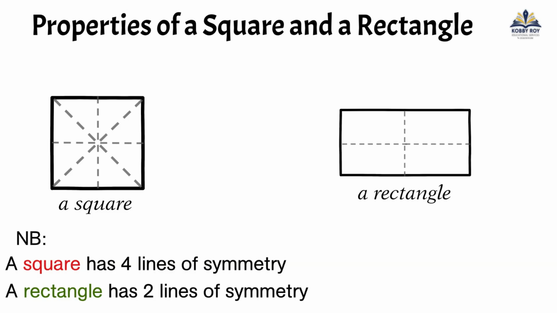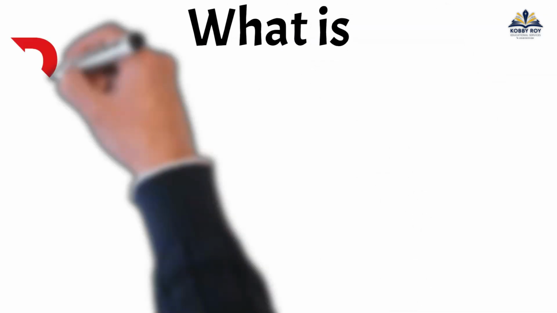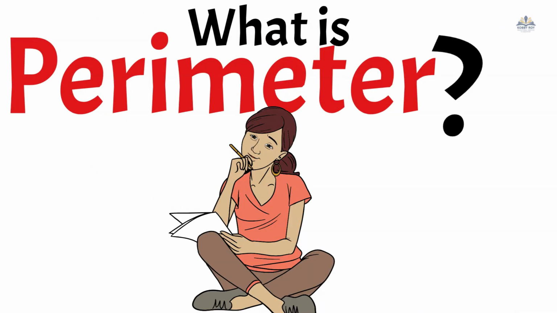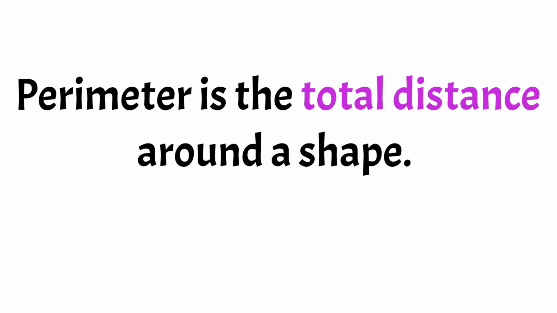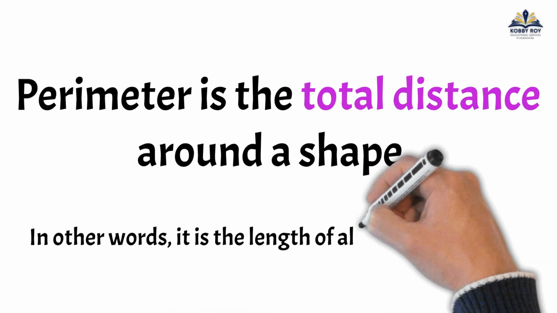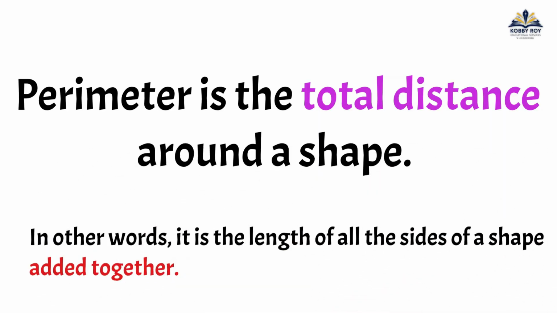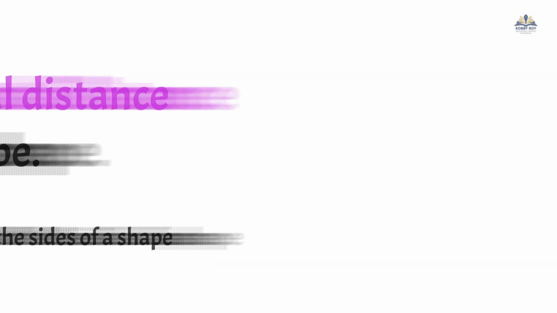Now that we're familiar with our shapes, let's talk about our first concept, the perimeter. Perimeter is the total distance around a shape. In other words, it is the length of all the sides of a shape added together. So, to find the perimeter of a shape, we add up all its sides. Let's see how it works.